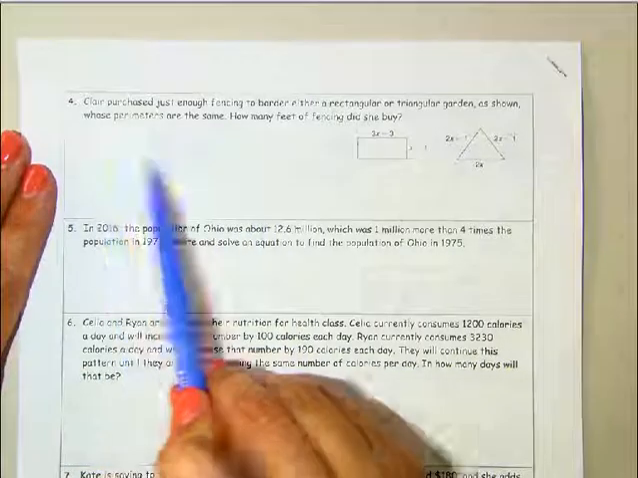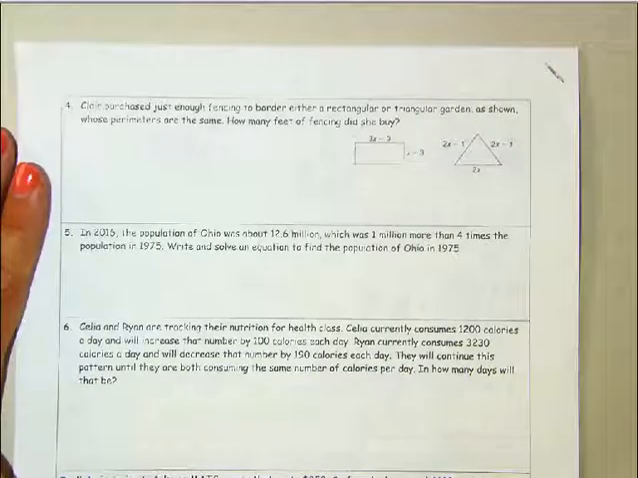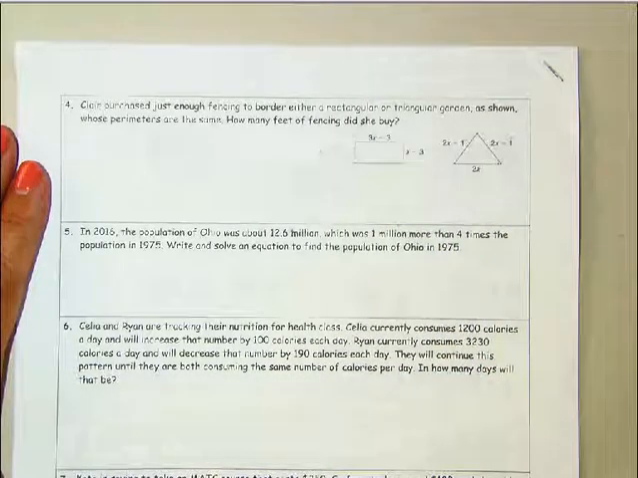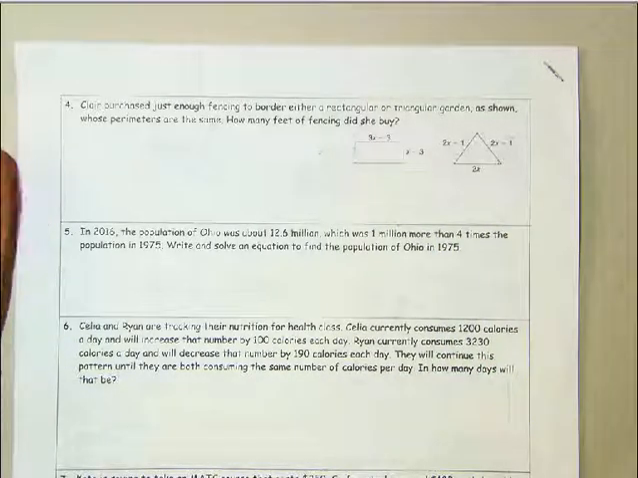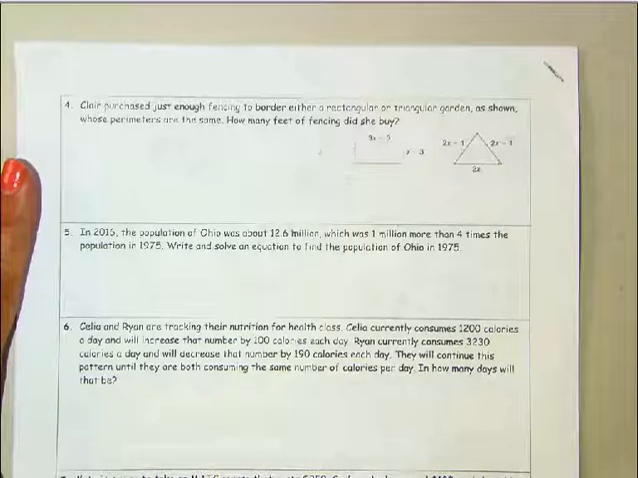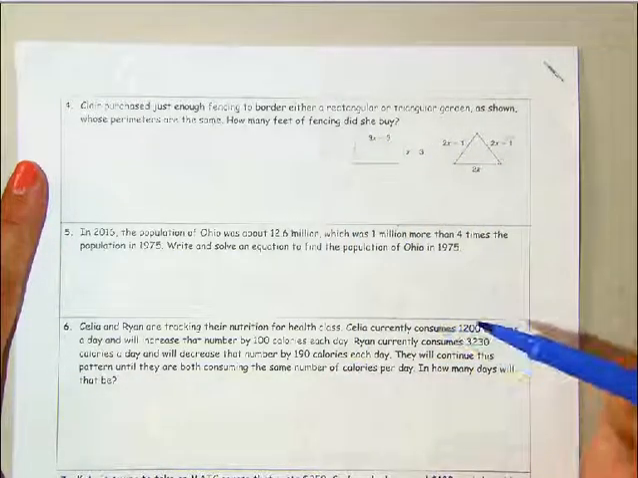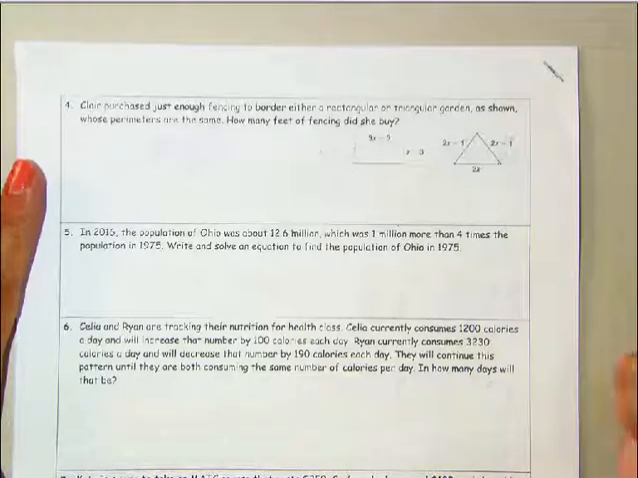So number 4, it says, Claire purchases just enough fencing to border either a rectangular or triangular garden, as shown right here. Their perimeters are the same. So it doesn't matter which one she's going to fence. She bought the same amount of fencing. How many feet of fencing did she buy? So if I know these have the same amount of fencing, so she could pick which one she wants to put the fence around, I need to find their perimeters.